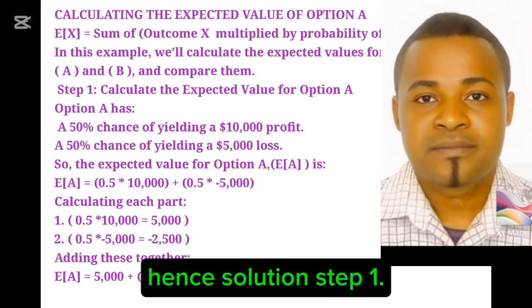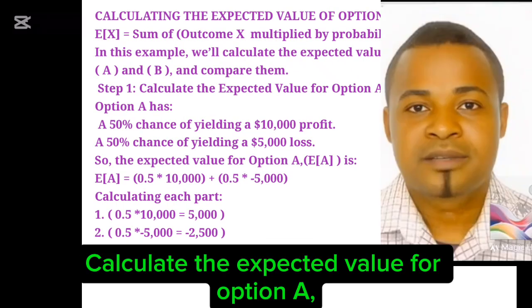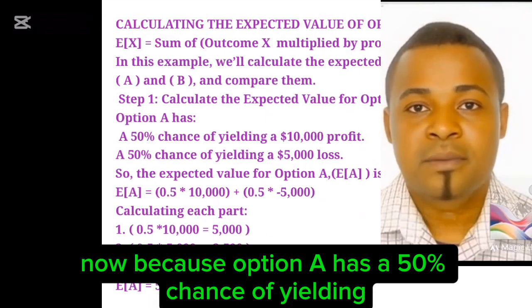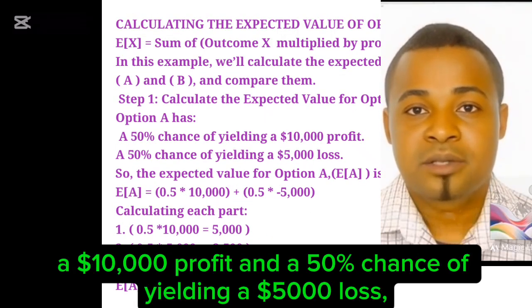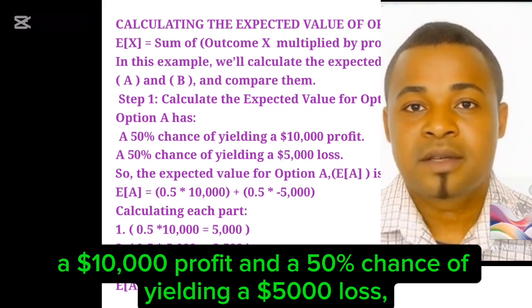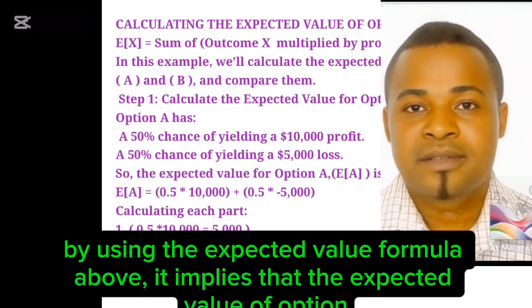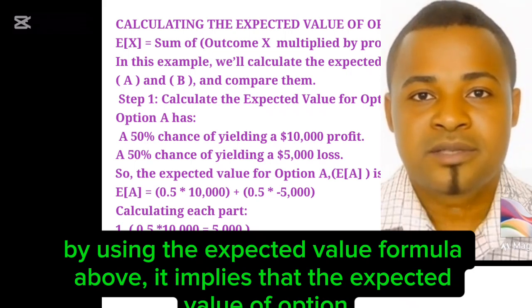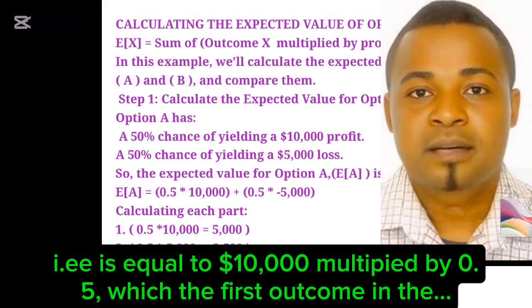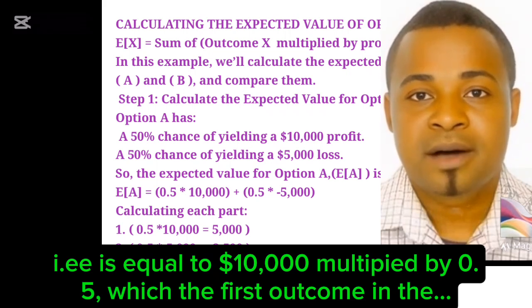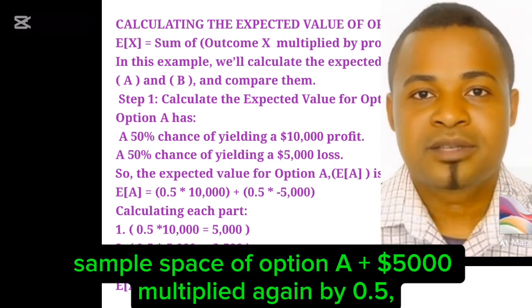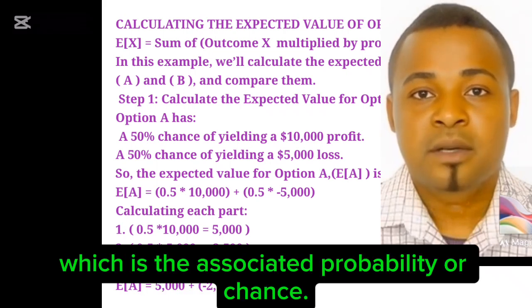Hence, solution step 1: calculate the expected value for option A. Now because option A has a 50% chance of yielding a $10,000 profit and a 50% chance of yielding a $5,000 loss, by using the expected value formula above, it implies that the expected value of option A, i.e. E(A), is equal to $10,000 multiplied by 0.5, which is the first outcome in the sample space of option A, plus $5,000 multiplied again by 0.5, which is the associated probability or chance.